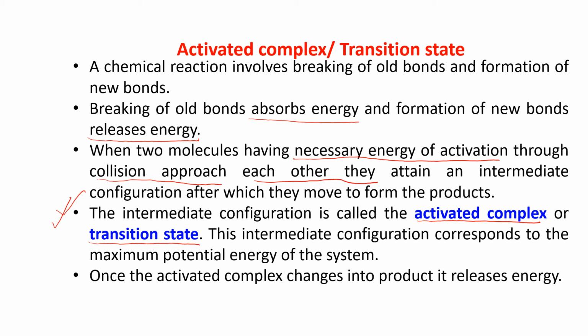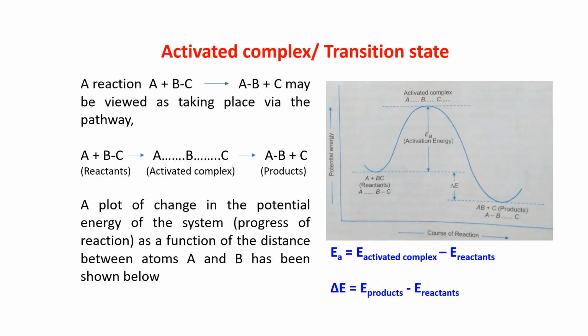Now, once the activated complex changes into product, it releases energy. So naturally, the intermediate state, that is the activated complex or the transition state, has the maximum potential energy of the system. The activated complex or transition state is shown here with an example. Suppose there is a reaction going on with reactants A and BC.